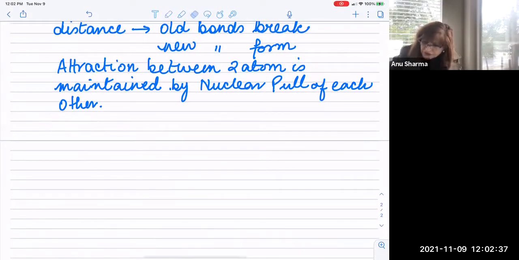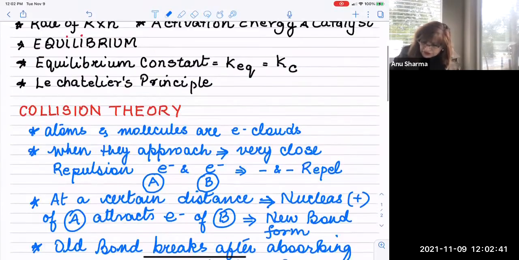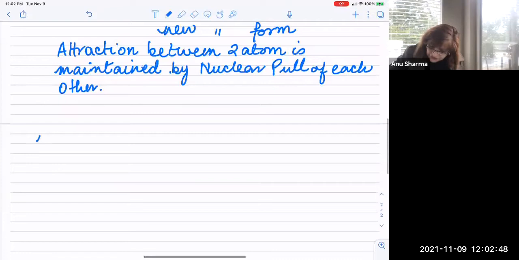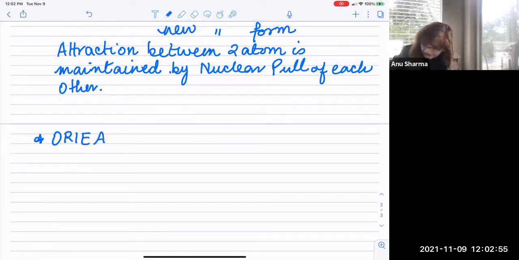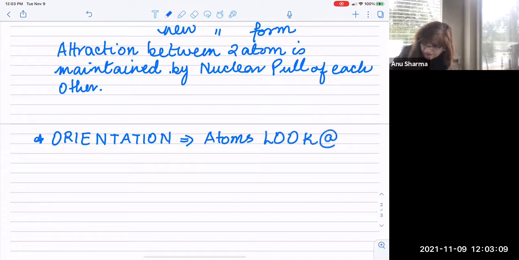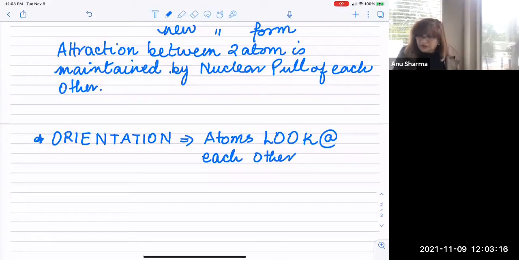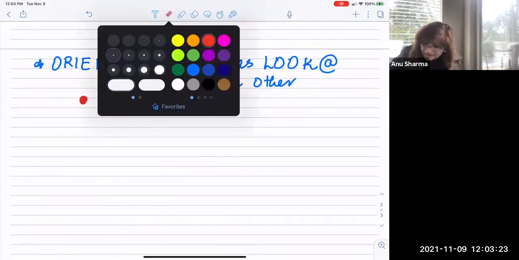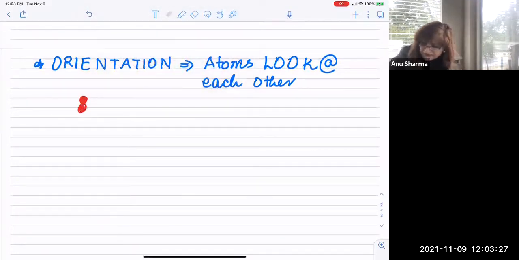So let's just do it on the next page. Orientation also plays a role. So this is the collision, what we talked about, just a collision. And then next is the orientation. So in orientation, what happens? They have to look at each other. Orientation means atoms look at each other. So from what side they are approaching, from what angle they are approaching. For example, you have one atom with one side, and let's say these are the two sides, and then this is the other atom.